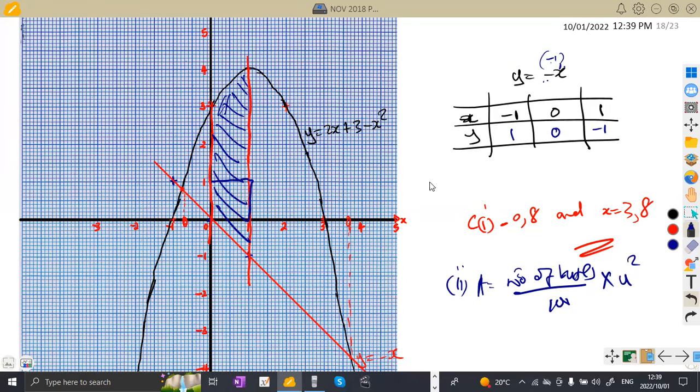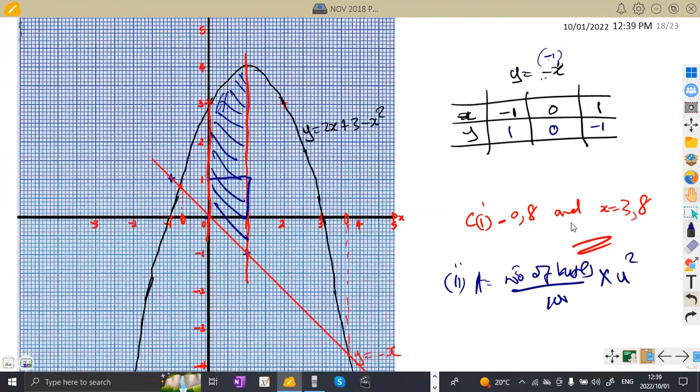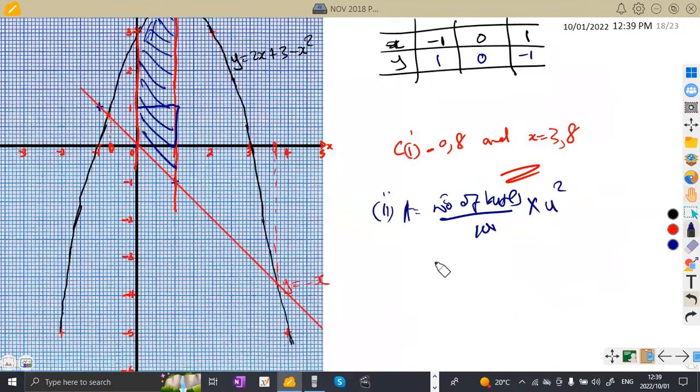So count these boxes, and we need to know how many boxes there are in this region. When I calculated this, there were something like 420. So it's going to be 420 over 100 times the area of the unity square. This is 1 and 1, so it's going to be 1. If you simplify properly, this is going to be 4.2 square units, or you can write it as 4.2 square units in words. It's one and the same thing.